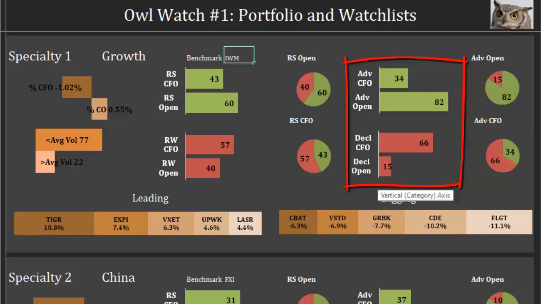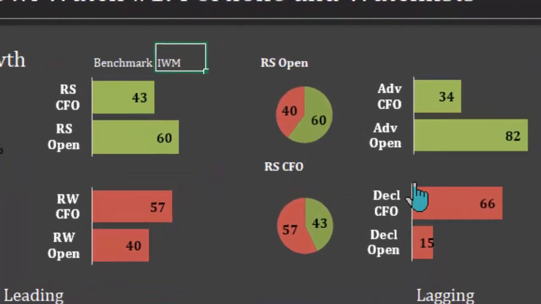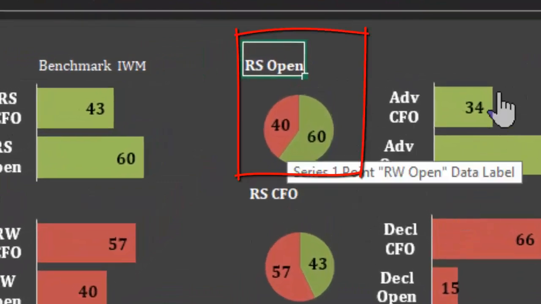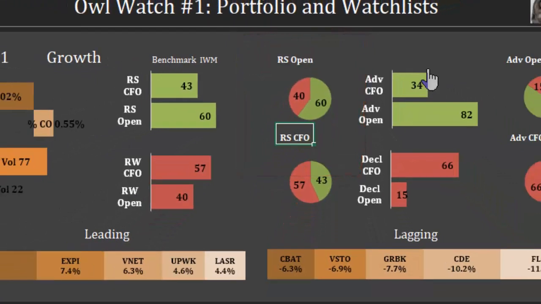We look at the declining stocks. At the open there were 15 and now there's 66. So you can clearly see there's weakness. So these bars compare the open to changes from the open. Then we have the pie chart graphic here. And this is simply relative strength at the open versus the relative weakness. And then this is from the open, relative strength and weakness.